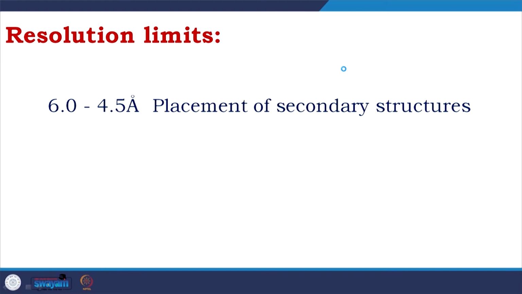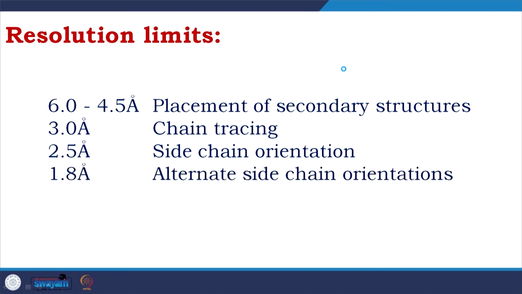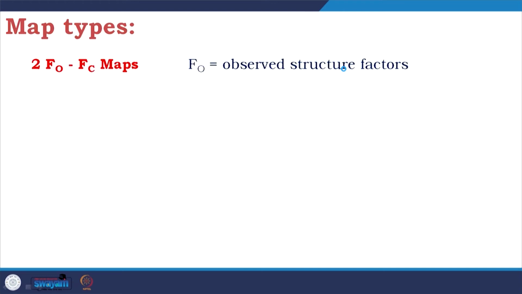Resolution limit is very important. 6 to 4.5 angstrom is placement of the secondary structures, 3 angstrom is for main chain tracing, 2.5 angstrom for side chain orientation, 1.8 angstrom for alternate side chain orientations, 1.2 angstrom for looking at the effect of hydrogen atoms.